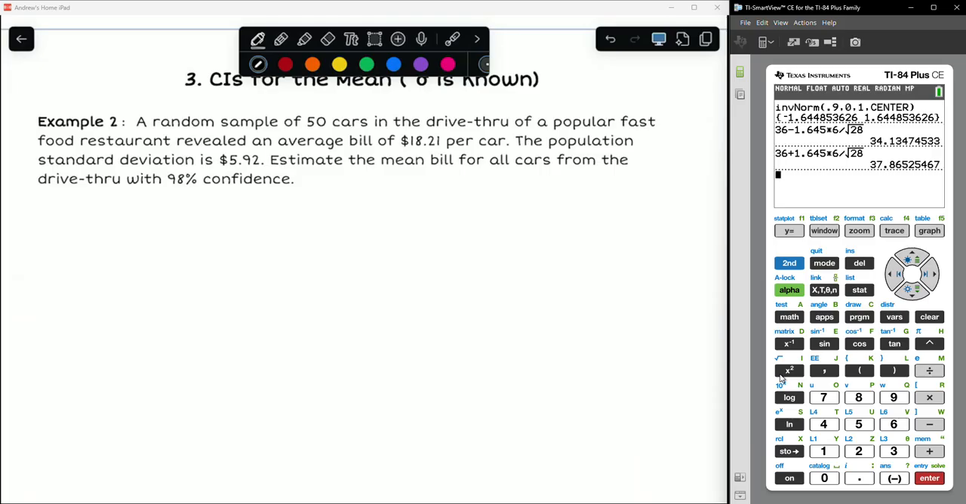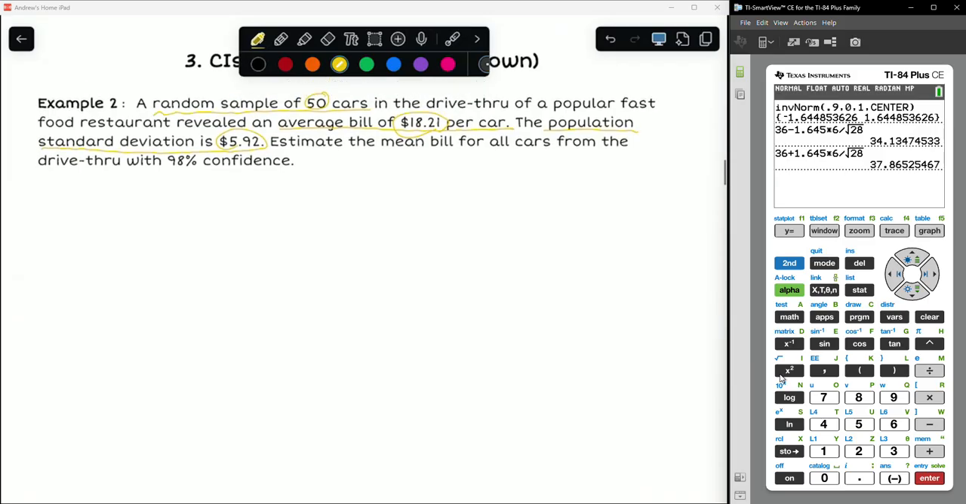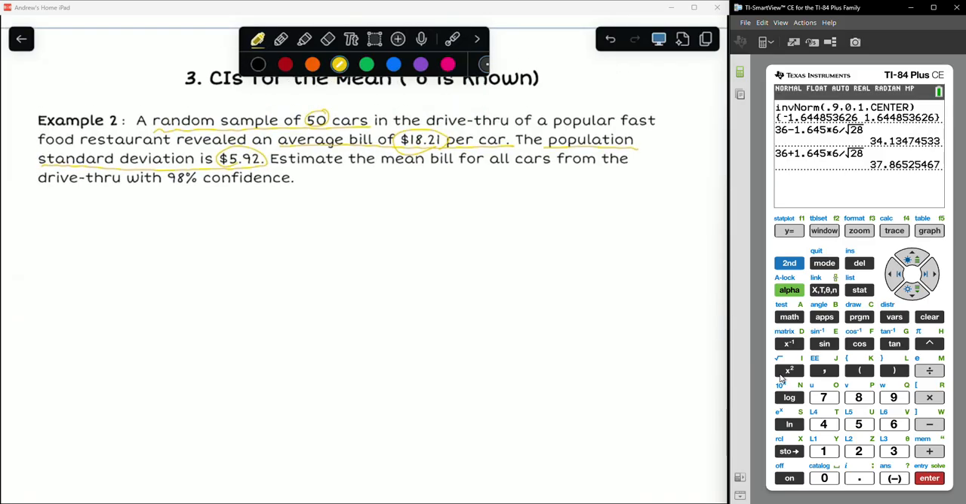So this example says a random sample of 50 cars in the drive-thru of a popular fast food restaurant revealed an average bill of $18.21 per car. The population standard deviation is $5.92. Estimate the mean bill for all cars from the drive-thru with 98% confidence.